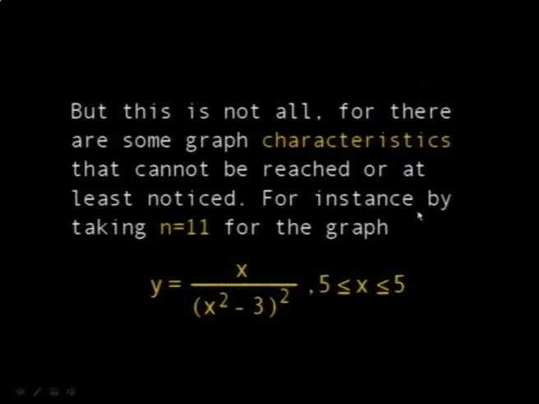For instance, let us take a very simple example. Here you have y is equal to x divided by (x squared minus 3) to the power of 2, and you choose, for example, 11 points. It doesn't matter the number of points you take, because for every graph you can find a set of points beyond which the graph is good, and below which the graph is not good. So for this particular graph, we take n equal to 12.